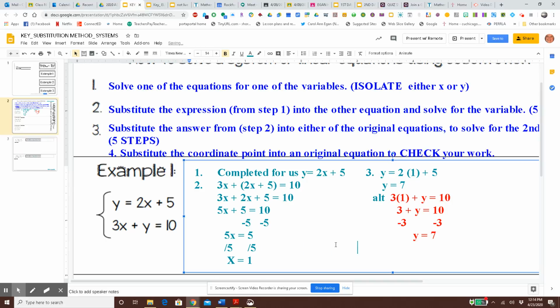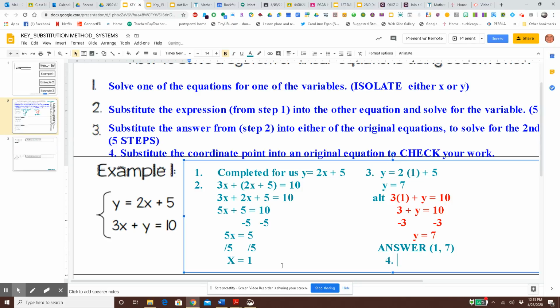So step 4, I now know, based on my answers, x is 1 and y is 7. So actually, before I do step 4, I've proven that the answer right now is x is 1, y is 7. Our coordinate point is x and y, so my answer is (1, 7). So step 4 asks me to check my answer.